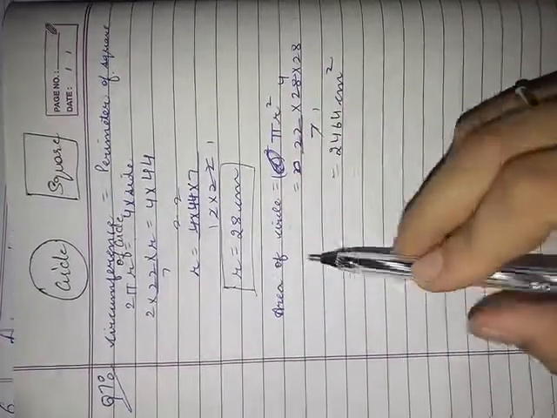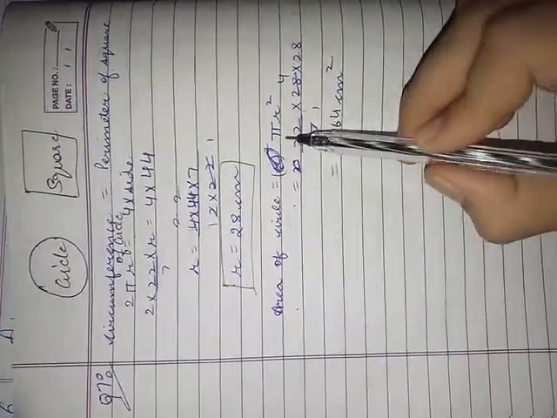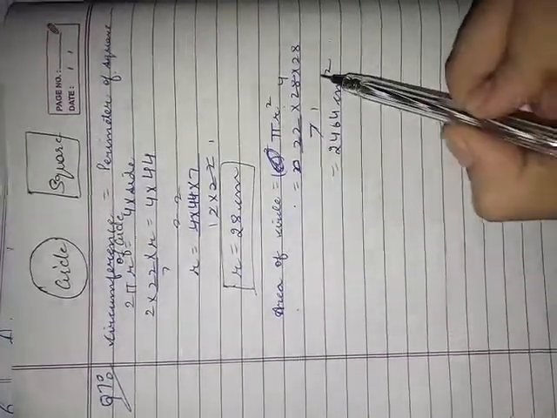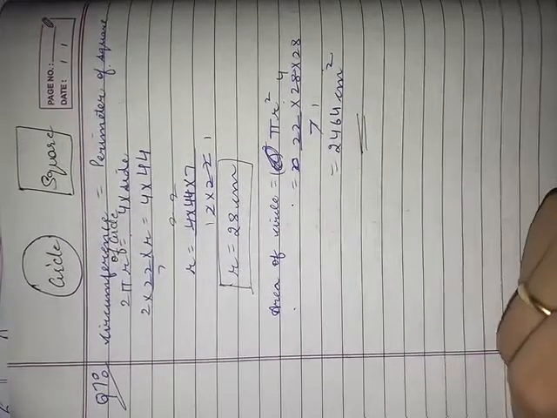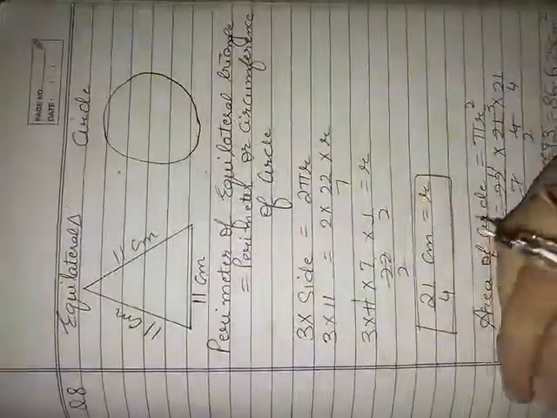In this question we want to find the area of circle. Area of circle is pi r square. Replace the value of r and that is your required result. Now move to question number 8.